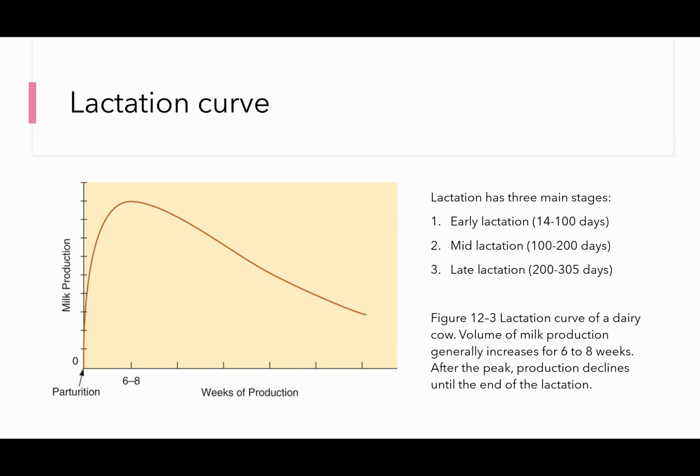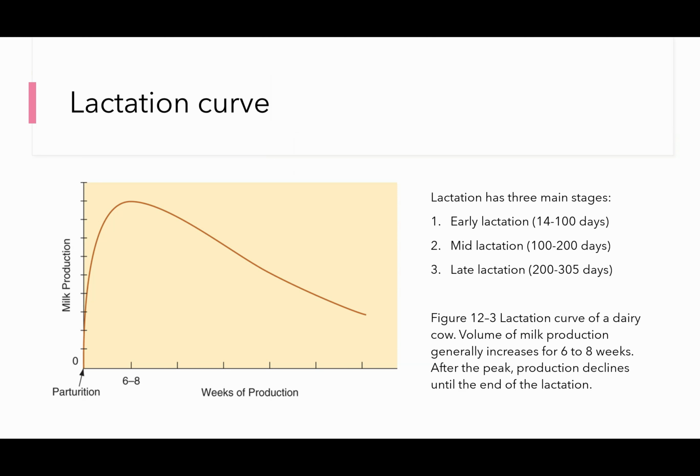Now, this figure shows just a typical lactation curve. On the x-axis, we can see the weeks of production, which is referring to weeks of milk production. And on the y-axis is just a relative unit of milk. Just after parturition, time point 0, you can see the milk production will rise dramatically until it peaks at about 6 to 8 weeks post-parturition. Then it will steadily decline for the next 200, 300 days, depending on how long the cow is lactating.